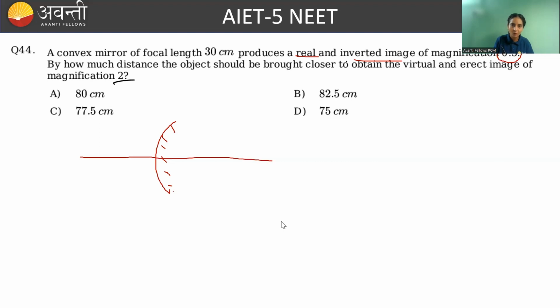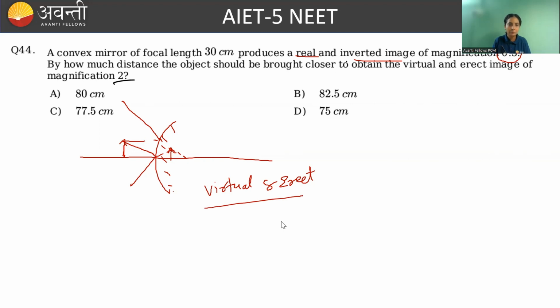And as we have studied in class 10, it always forms what sort of image? It always forms an image that is virtual and erect. So the image getting formed by this is what? Virtual and erect. Okay? But in the question you just see here, the image getting formed is real and inverted. Is it possible? So in class 10th, our knowledge was up to this.